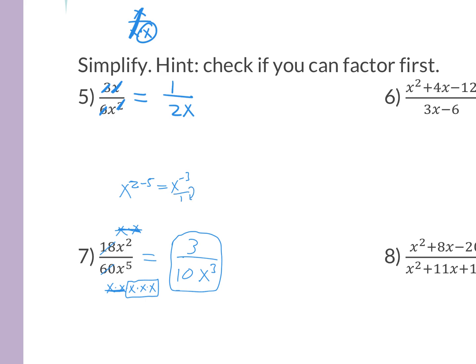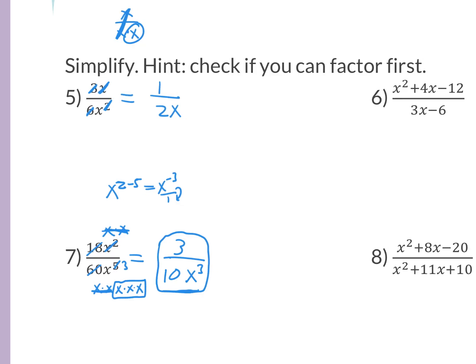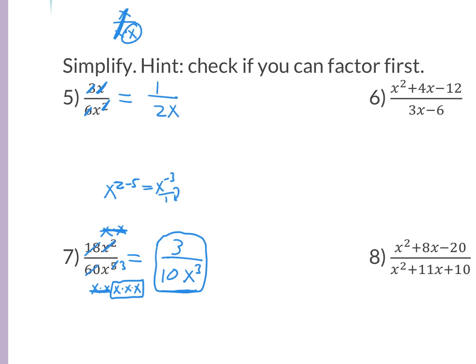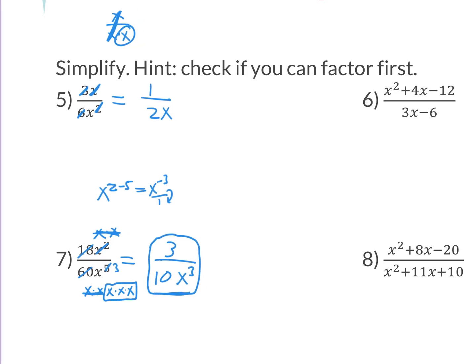And it would still end up with an x to the third on the bottom, right? No matter how you choose to do it, some people can do that in their head, right? They can see that there's 2 on top, 5 on the bottom, so there's going to be 3 on the bottom, right? However you choose to do it is fine, as long as you cancel out the factors correctly, all right?